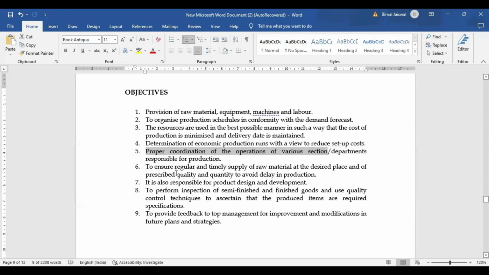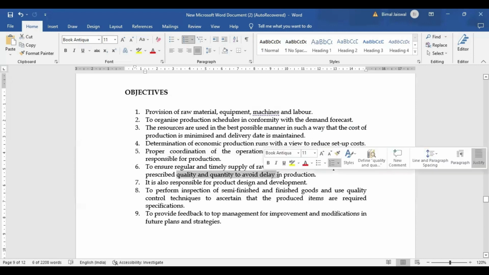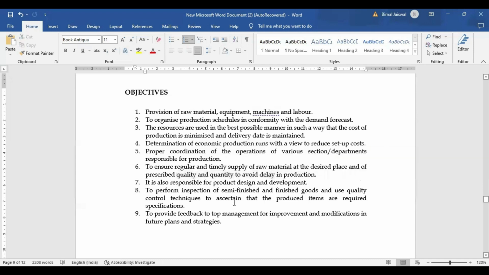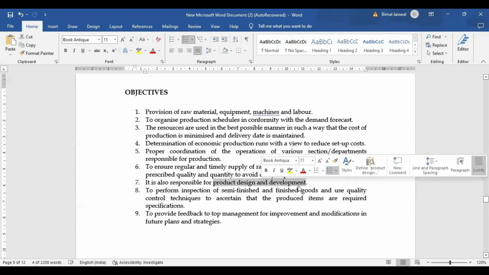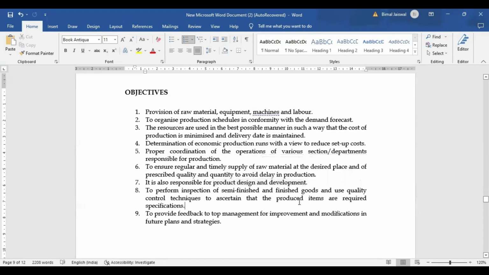The quality and the quantity have to be considered. Whatever quality we have decided, it has to be there, and the quantity has to be met without any delay. The product design should also be checked, because at certain times the errors come due to deviation in the design and development of the product itself.